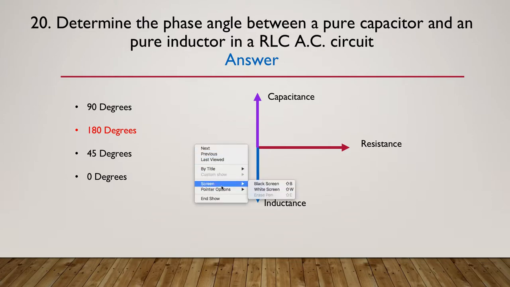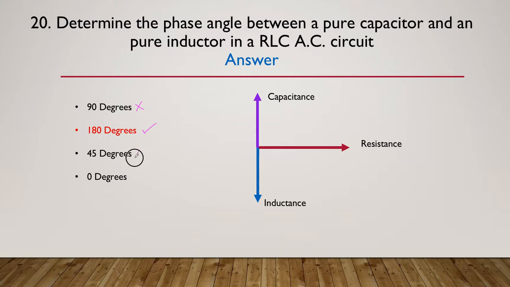So let's turn my pen on. It's not 90 degrees, obviously. 180 is correct. Certainly nowhere near 45. And of course, things are well out of phase, so it's not in phase at 0 degrees. So the only possible answer was the 180 degrees.